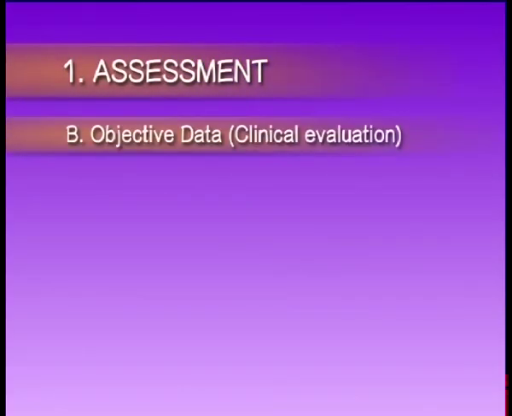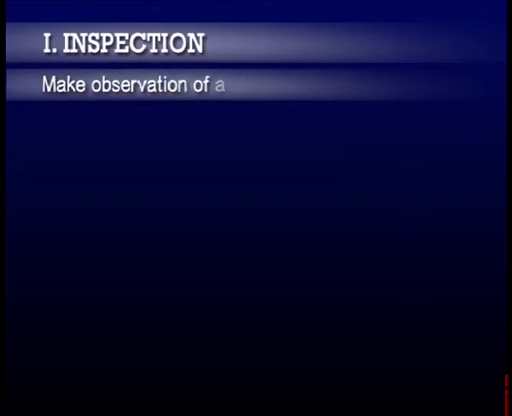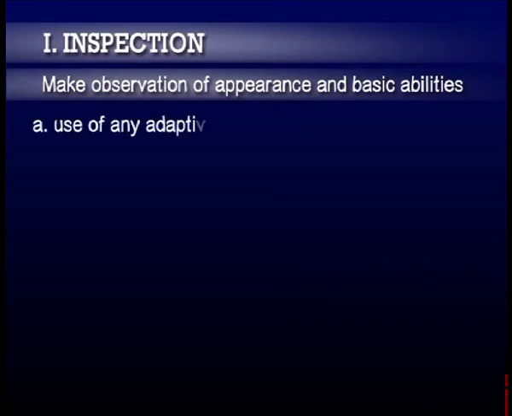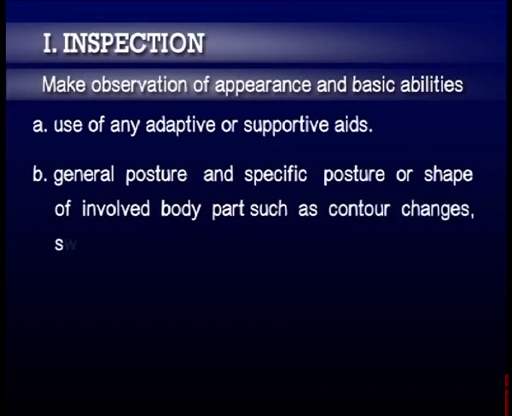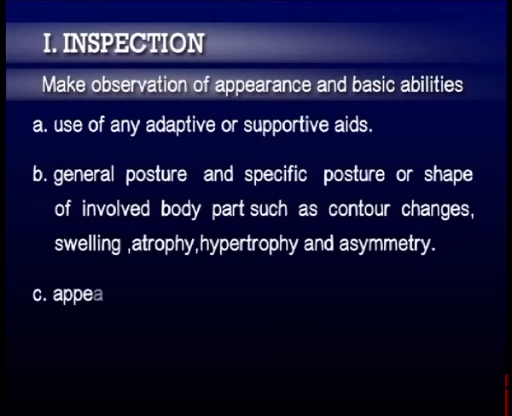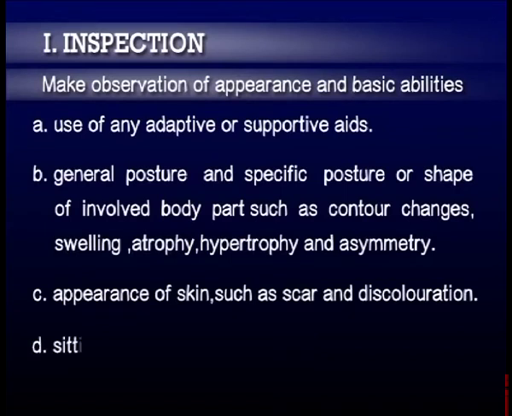Next comes the objective data, that is, clinical evaluation. First, start with the inspection. Make observations of appearance and basic abilities, such as use of any adaptive or supportive aids, general posture and specific posture or shape of the involved body part, such as contour changes, swelling, atrophy, hypertrophy and asymmetry, and appearance of the skin, such as scars and discoloration. Next are gait pattern, coordination and balance.